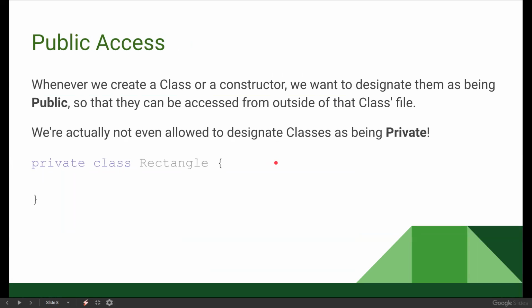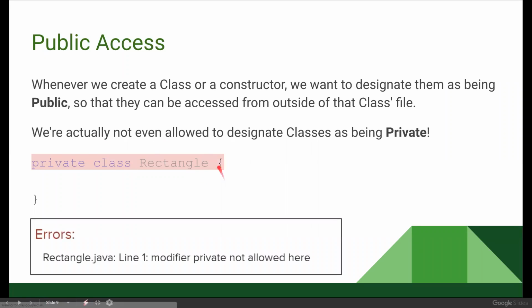So let's talk about public access. Whenever we create a class or constructor, we're usually going to want to designate those as being public so that we can actually use those things outside of that class's file. We're actually not allowed to designate classes as private. If I try to say private class Rectangle, I'm going to get an error saying, hey, you're not allowed to use private here. Classes need to be public.